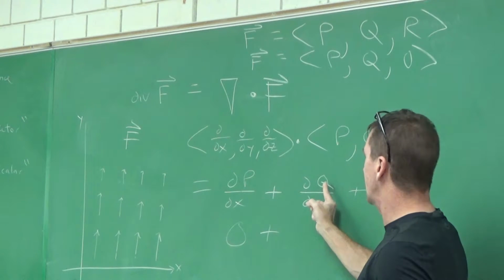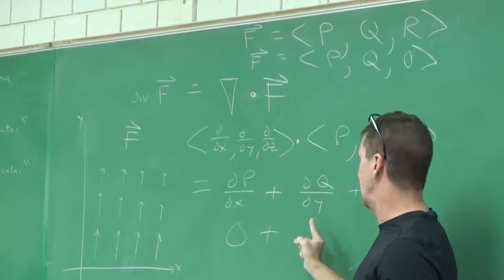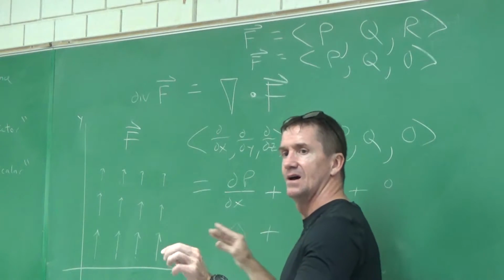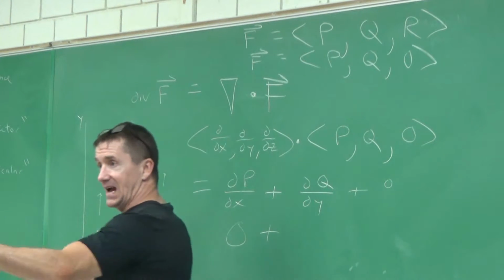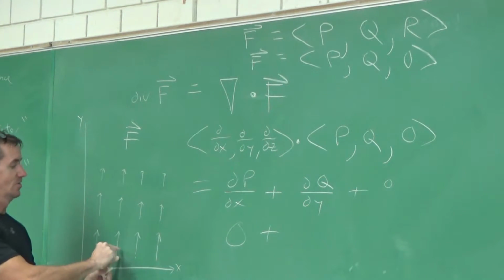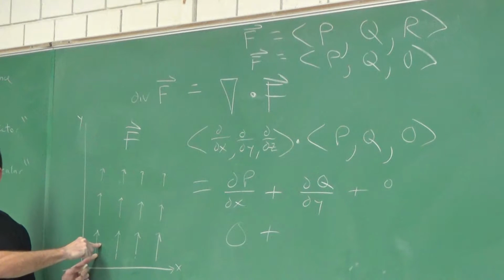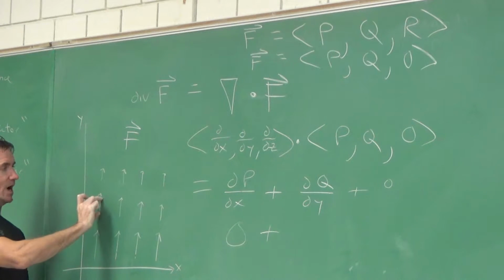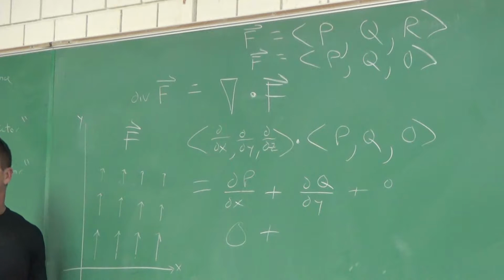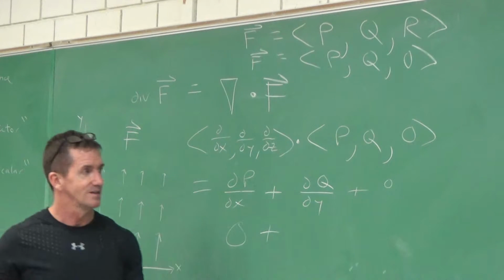Rate of change of the y component of the vectors as you move in the direction of the positive y-axis. Okay, so I can take this column. And what's going on with the y components of these vectors? Are they increasing or are they decreasing? They're shrinking. And that means they're what? This is negative.